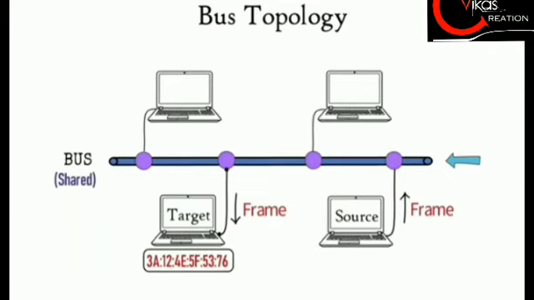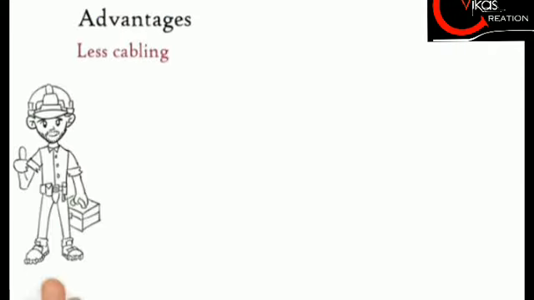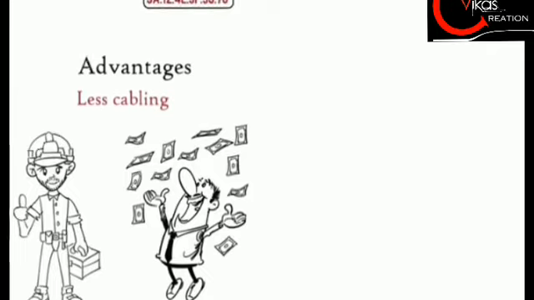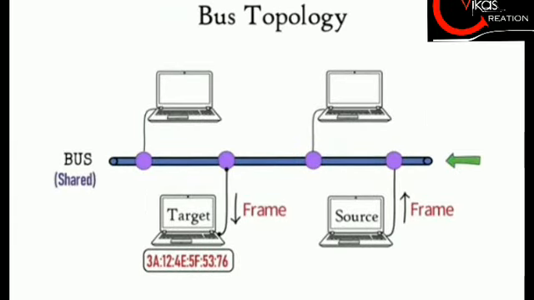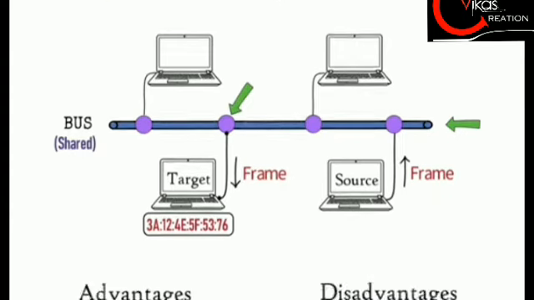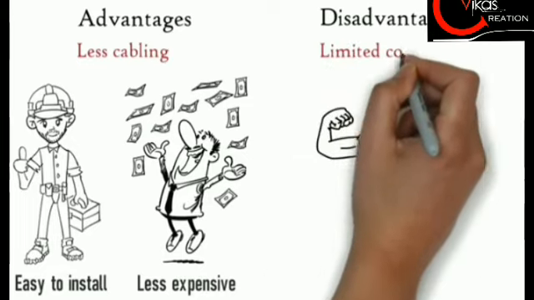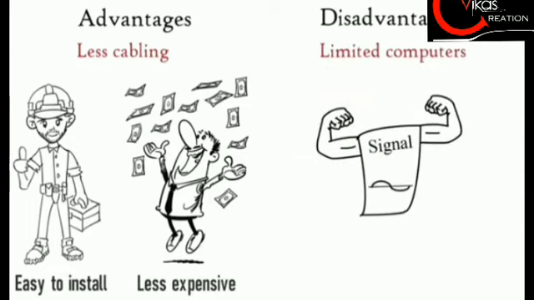Since bus topology requires less cabling, it is easy to install and less expensive to implement as compared to other topologies. However, with the increase in the length of the central cable and the increase in the count of taps, the strength of the signal decreases. So, only a limited number of computers can be connected in bus topology.